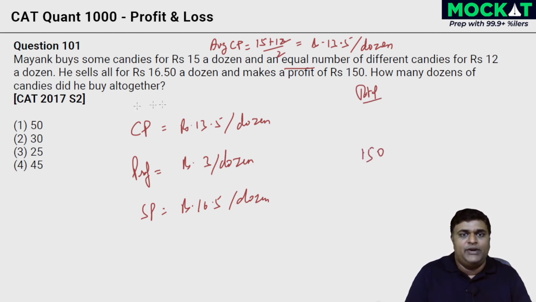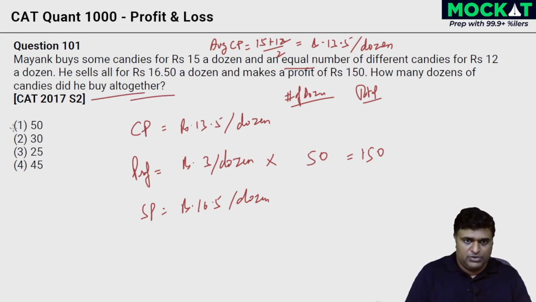How many dozens of the candies did he buy altogether? So rupees 3 per dozen into number of dozens should give us the total amount made. 3 rupees for every dozen was made as profit, total of 150 rupees. 150 by 3, that comes to 50. 50 dozens over here. How many dozens of candies did he buy altogether? Altogether was 50, 25 of each type. So therefore, option 1 becomes the answer here.